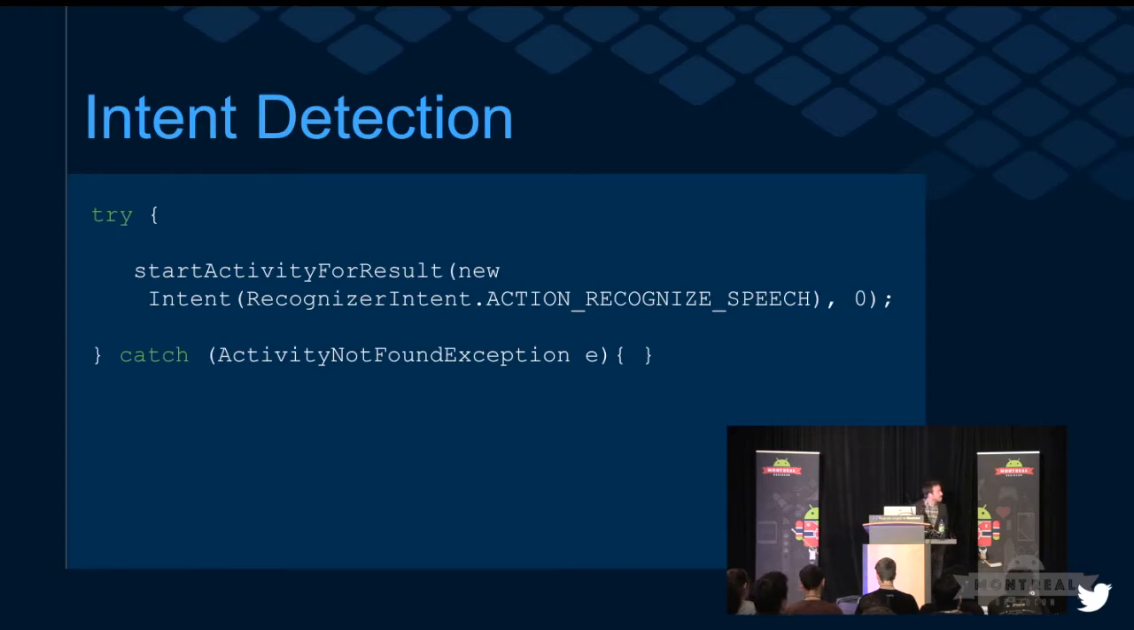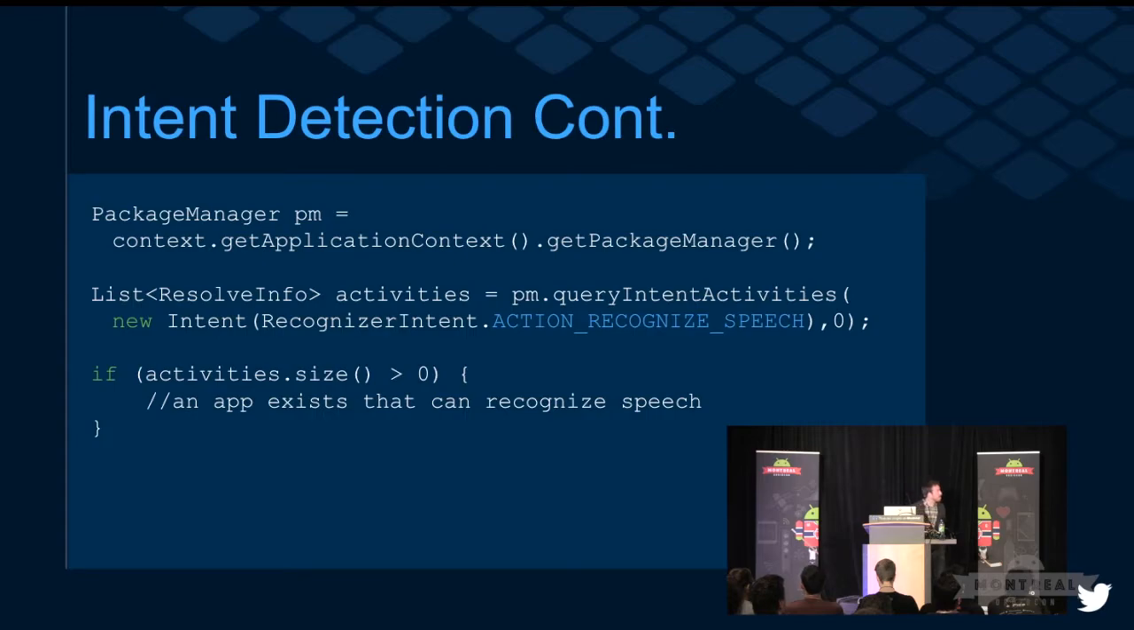Detecting something like speech detection is a little bit harder. It doesn't require a specific Android version or a piece of hardware. It requires a service that's running on the device. So there's a couple approaches to solving that. One is you can just try to start an activity with that service in mind, and then if the activity is not found, there's an exception thrown. You know that you don't have that. A more elegant approach I prefer is to use the package manager to query for activities that would support this action. And then if your activity list is greater than 0, you have something on the device that can handle speech detection, and you can safely move forward.